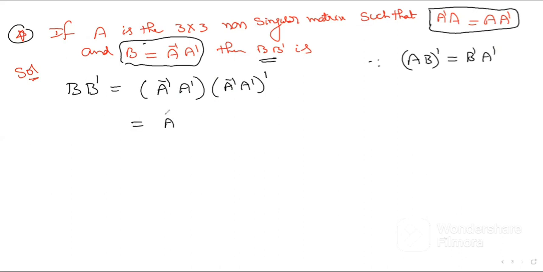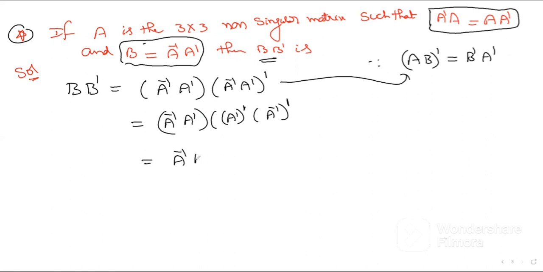Here, (A inverse into A dash) into (A inverse)' is nothing but (A dash)' into (A inverse)', according to this property. So A inverse into (A dash)' is nothing but A, because double transpose is equal to itself. (A dash)' is equal to A.